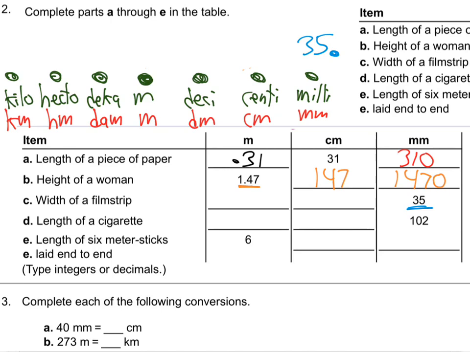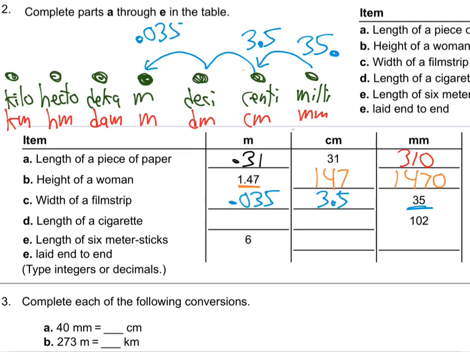So starting with millimeters, jumping back to centimeters is 1 jump to the left. So that'll be 3.5. And to get all the way back to meters is 3 jumps to the left. So that's going to be 0.035, isn't it? Again, when you go beyond the edge, left or right, that brings in 0. So when I move that decimal 3 places to the left, I got a 0.035.